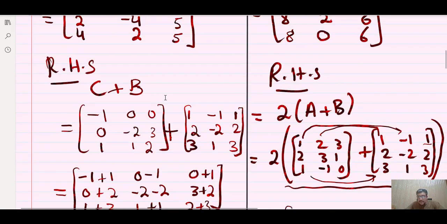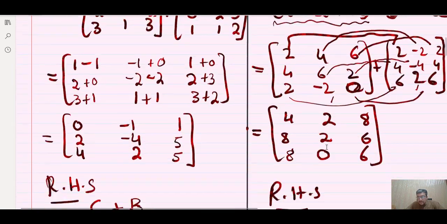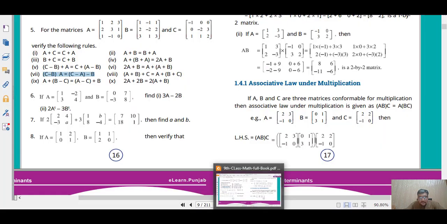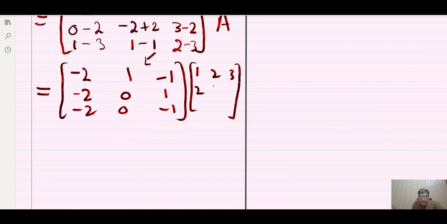The A matrix values are given: 1, 2, 3, 2, 3, 1, 1, minus 1, 0. These are the entries of the A matrix. Check the order again: when we multiply, the first matrix must have the same number of columns as the second has rows. So now we will multiply these two.